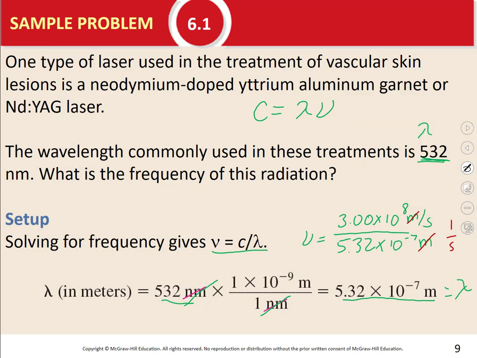Switch here. So I'm getting 5.64 times 10 to the what? Good. 14. Is that a big number? It's a pretty big number. That's how many of these things go by every second. 10 to the 14. That is huge. Big number. So that is our frequency.